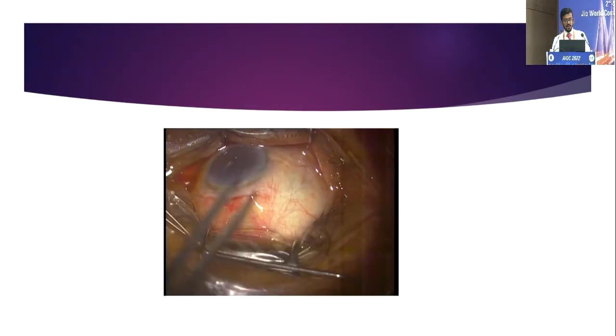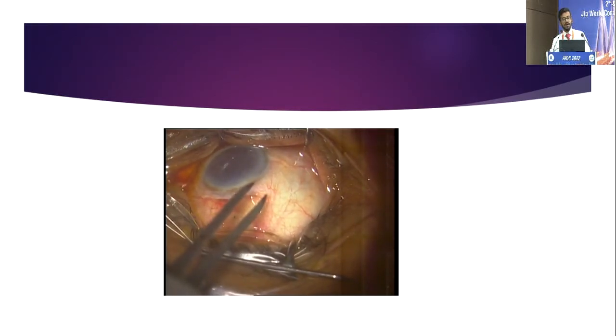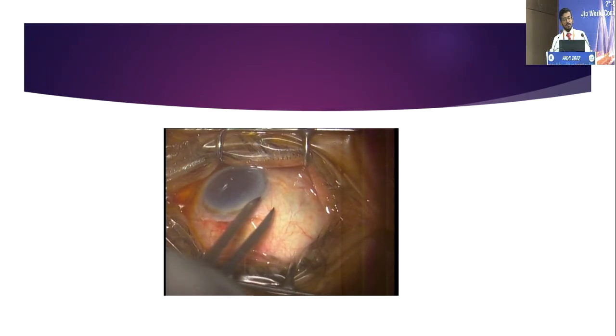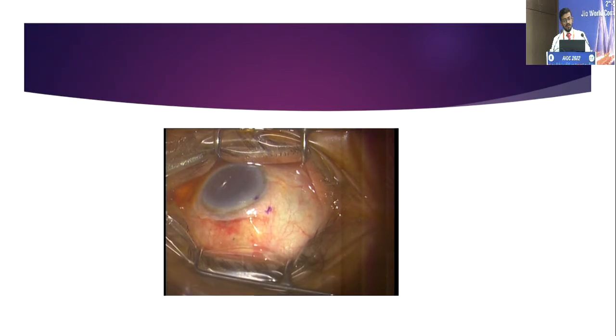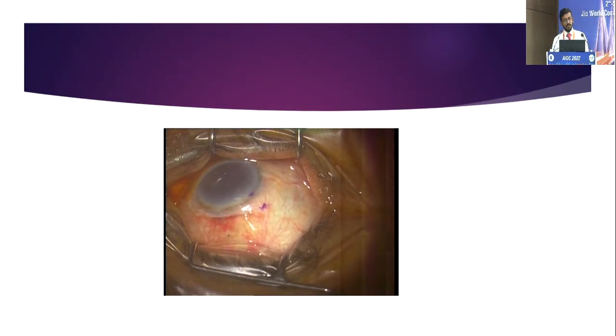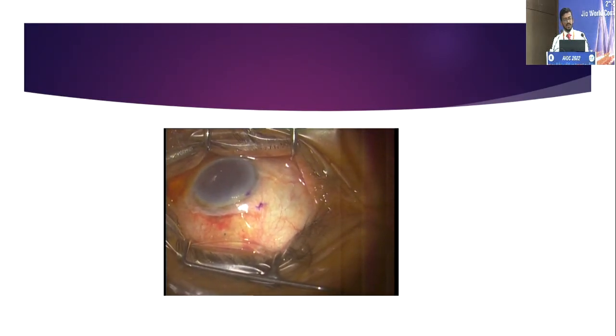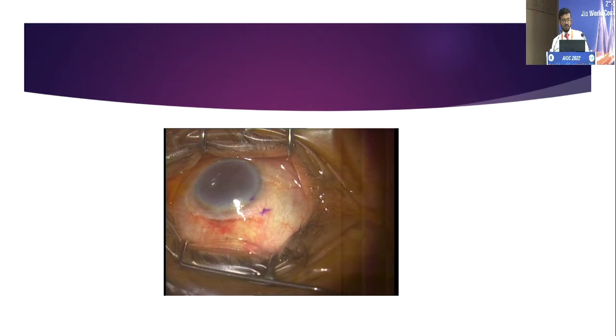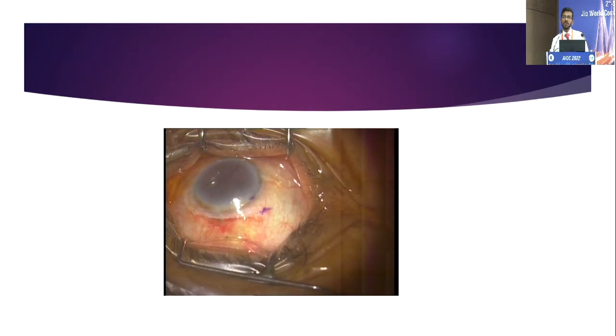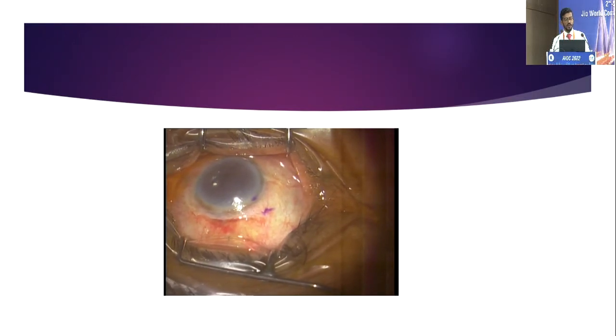So this is a video where we can see the caliper being marked at 3.5 mm behind the limbus, and then moving with a 30 gauge needle, we take it directly as a stab incision. You have to stabilize the injection with one hand, and with the other hand you can just push the piston to inject 0.1 ml of the antibiotic.